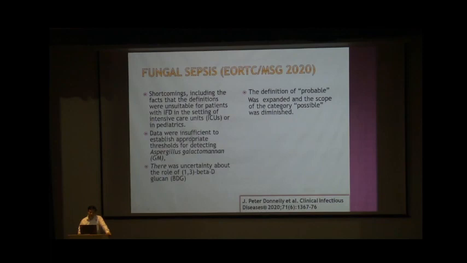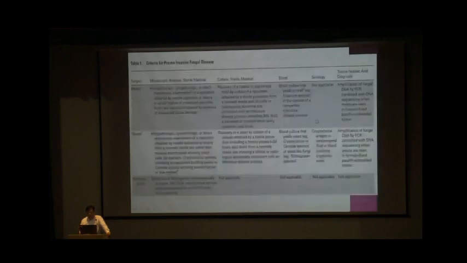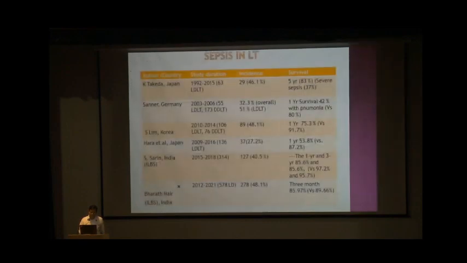And they concluded that the data were insufficient to establish an appropriate threshold for detecting serum or tissue galactomannan, and there was uncertainty about serum beta-D glucan. They again tried to define probable fungal sepsis more and reduce the scope of possible fungal sepsis. So these are the criteria used by this group in 2020 for molds, yeasts, and pneumocystis fungal infection.